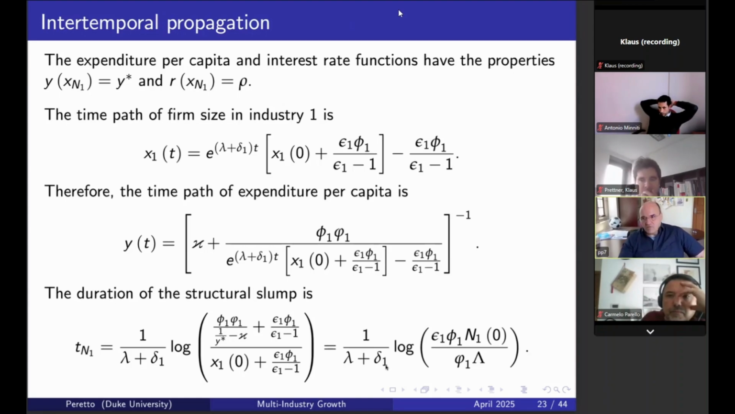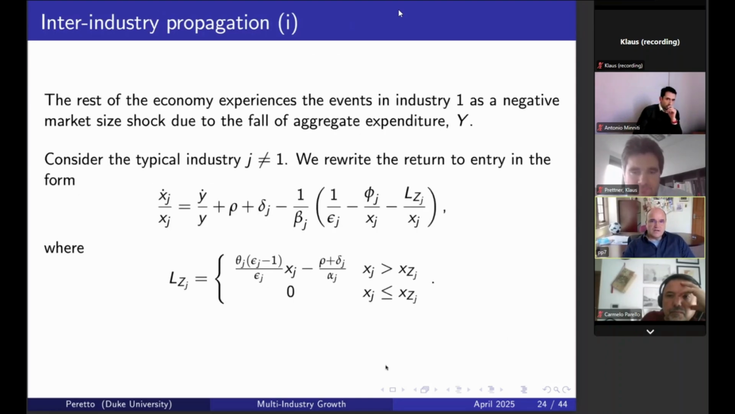So in order to figure out the recovery, you need to know which industry is in trouble. And then you can actually ask what's happening to the other industries. The other industries now are seeing an expenditure per capita that follows a path, and an interest rate that follows a path. Those two paths manifest themselves in the industries j different from one as a time path of their own market size and the interest rate that they face. And they respond to that particular impulse over time.